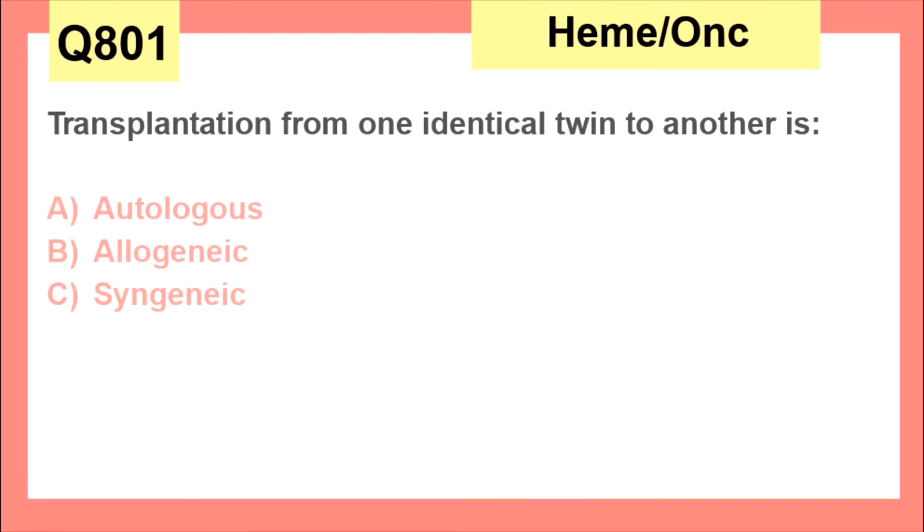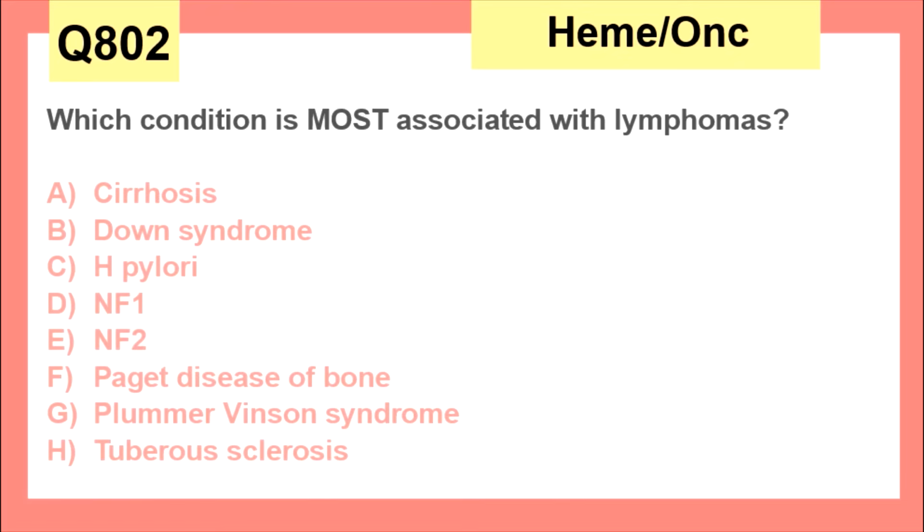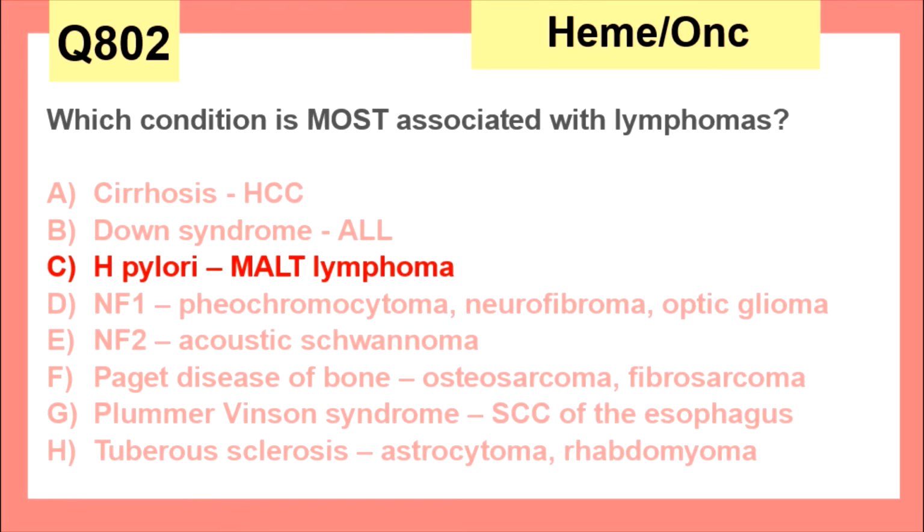801, transplantation from one identical twin to another is syngeneic. Allogenic is from donor to another. Autologous is person to self. 802, which condition is most associated with lymphomas? H. pylori, MALT lymphoma. You can take a look at these conditions and their associations.